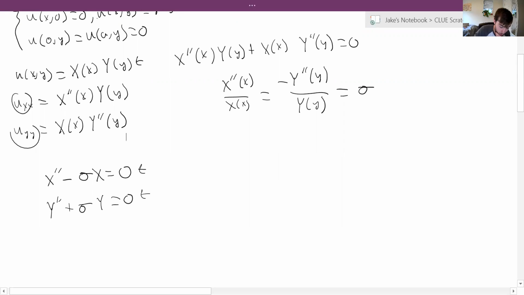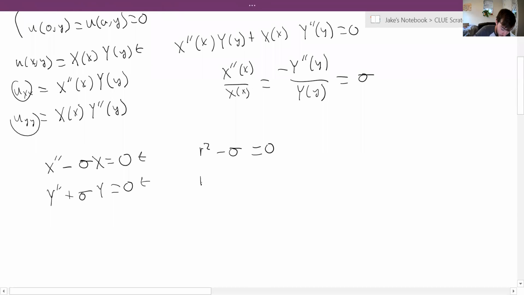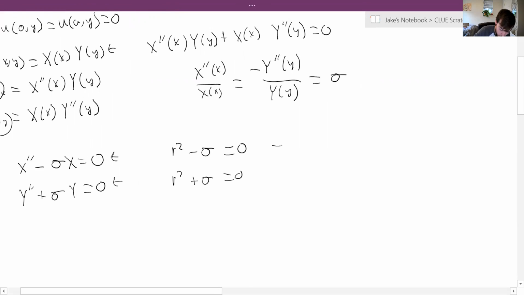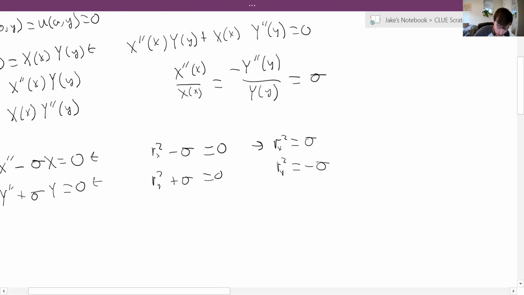So what that means is we can write a characteristic polynomial. I'm going to do it with r so we don't get confused with the whole lambda thing that we had earlier. We get something that looks like this and something that looks like this, plus sigma equals 0, which gives us, of course, r squared equals sigma. And this r squared, maybe we should write r sub x, r sub y, just so we don't get mixed up, is equal to negative sigma.